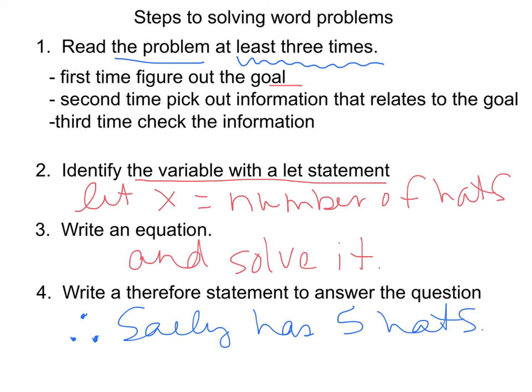Your therefore statement is directly related to your unknown, which is also directly related to your goal. So that's why you have to figure out your goal first, because as you work through the problems, the goal identifies what information you pull out when you read the problem. It also is typically the variable that you set up. Then it's your therefore statement at the end. You're just basically rewriting your goal. Awesome. Let's get started.